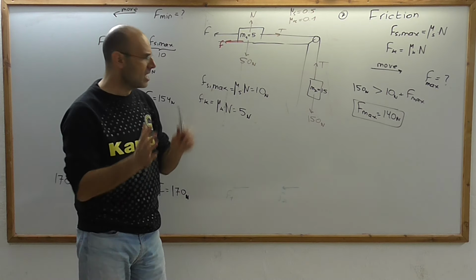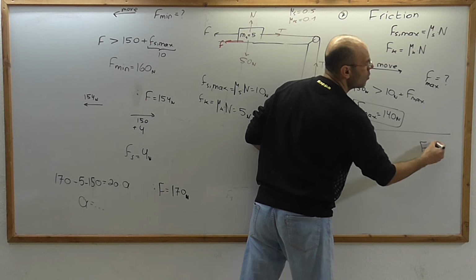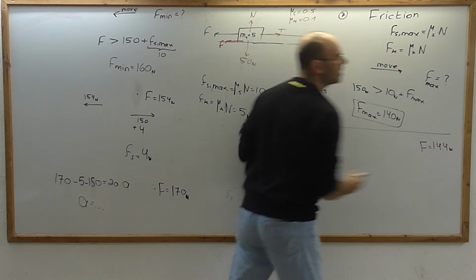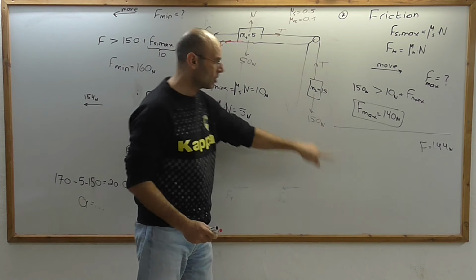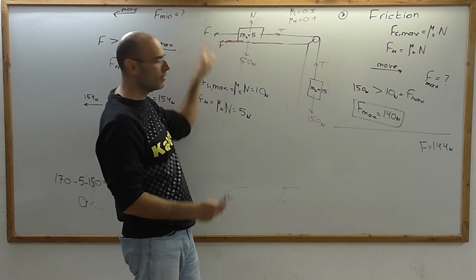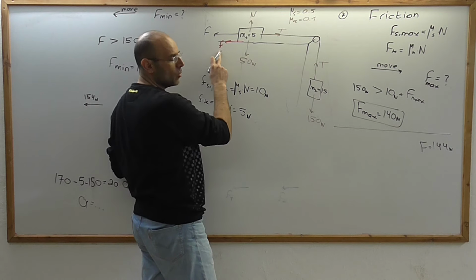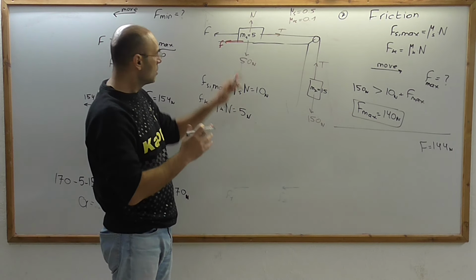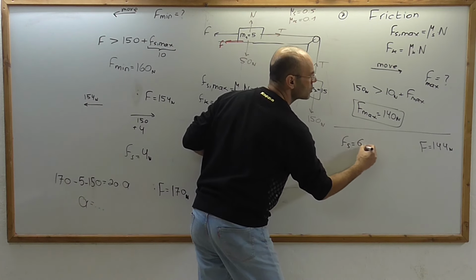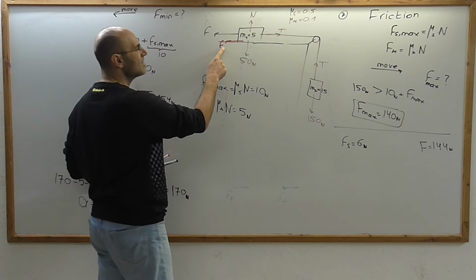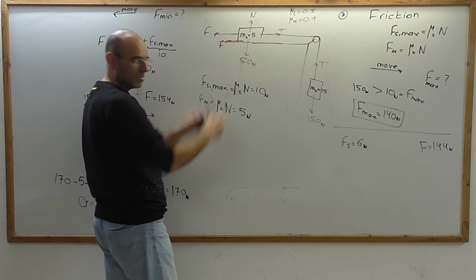Let's see a few examples. What does it mean? Let's say F is 144 newtons. If F is 144 newtons, the system will obviously want to go that way because 150 is bigger than 144, but it won't move because the friction will adjust itself. It will take 6 from the 10, and the friction force will be 6 newtons, and 6 plus 144 will be 150, and the system will stay in place.